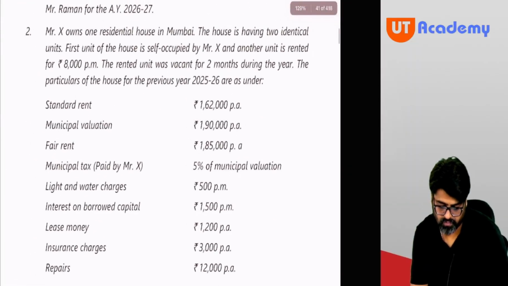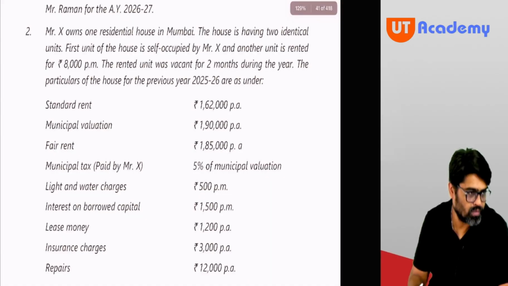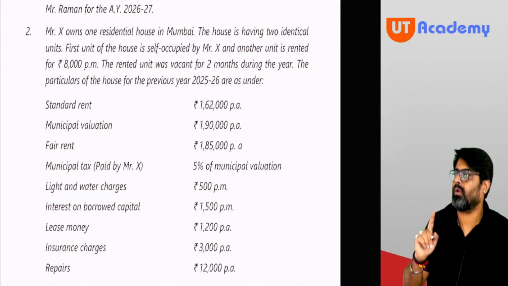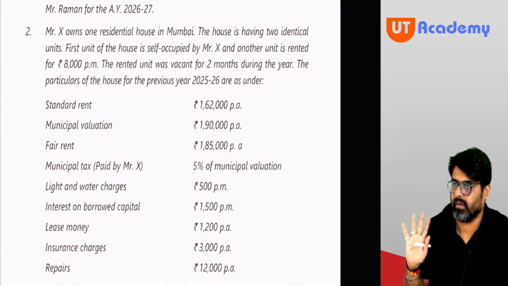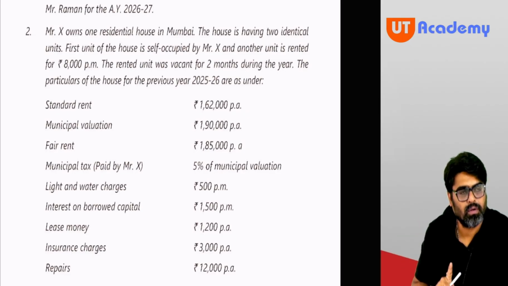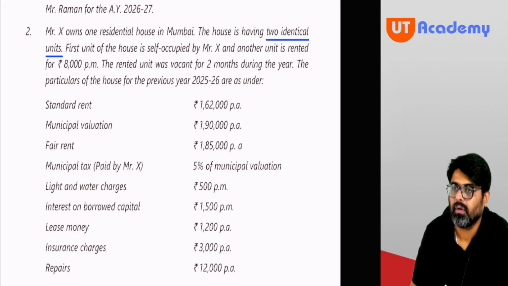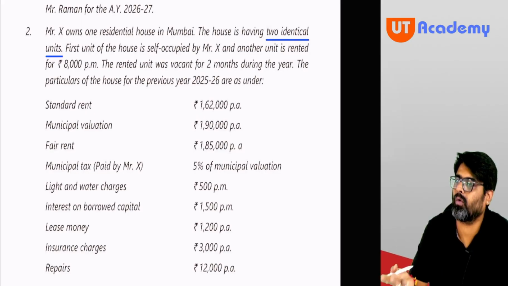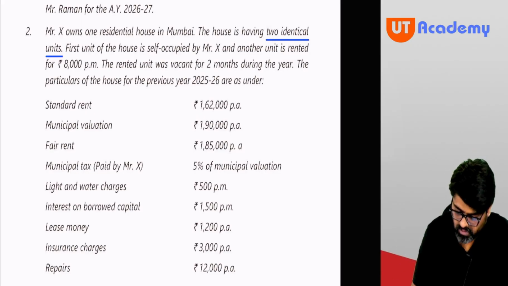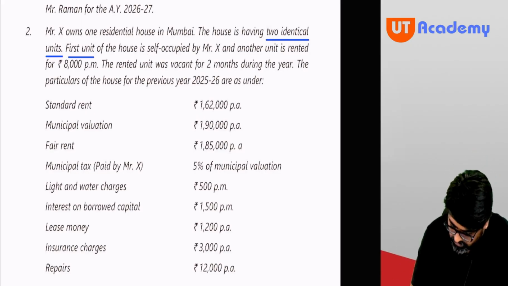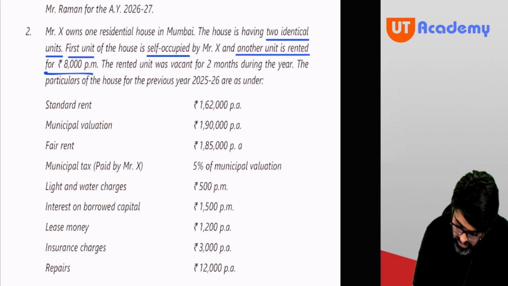Question number 2. Now I will not write down the things in format. You know the format, okay? Mr. X owns one residential house in Mumbai. The house has two identical units, meaning the house is divided into two equal parts, 1 by 2, 1 by 2. First unit is self-occupied and another unit is rented for 8,000 per month.